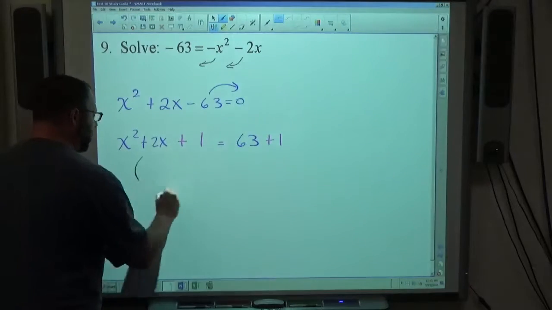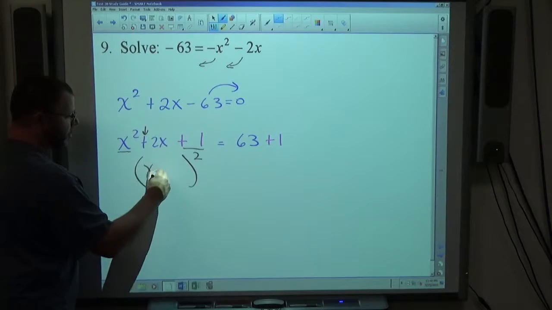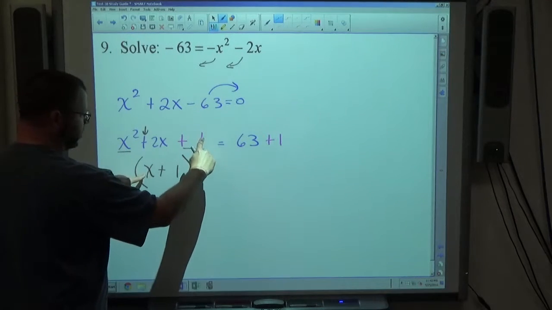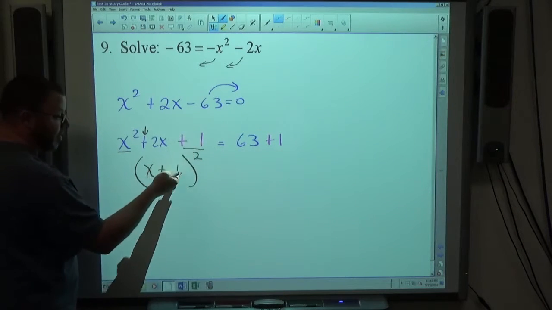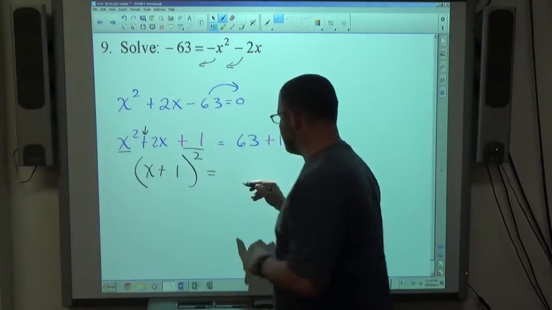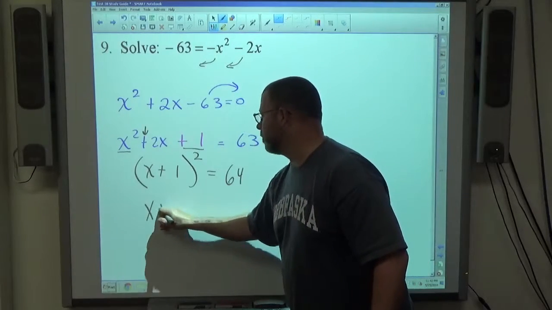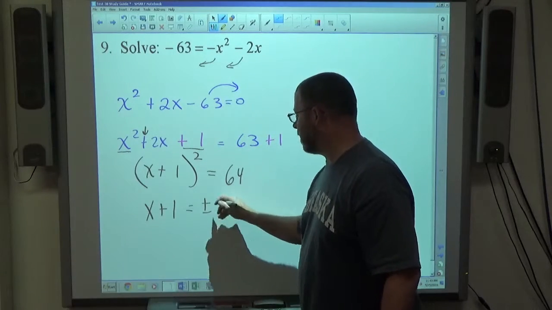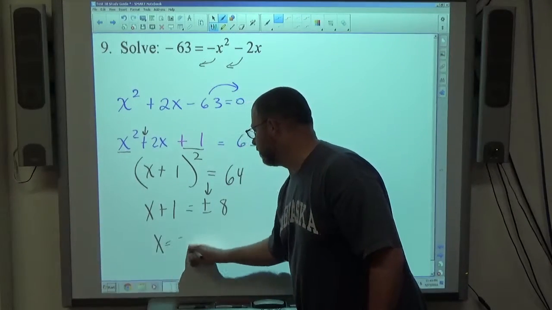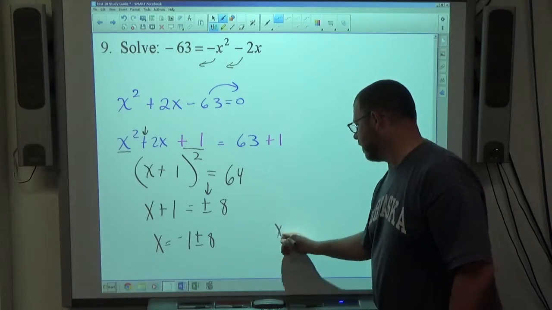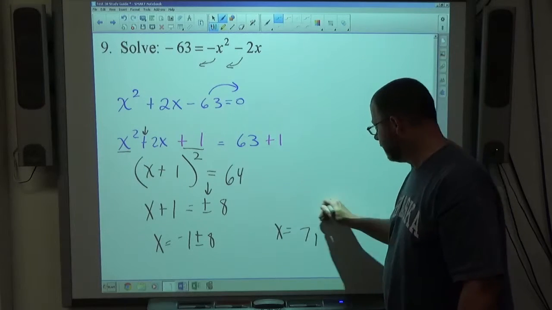The left-hand side is now a perfect square trinomial. The square root of this, the square root of this, and this sign go in the parentheses. So x squared is x, 1 is 1, plus, and if this was 16, that would be a 4. If this was 9, that would be a 3. 63 plus 1 is 64. Once you get squared object equals number, then take the square root of both sides. x plus 1 equals plus or minus 8. Make sure the plus or minus shows up. Square root of 64 happens to equal 8. Then you move the 1 to the other side, you get negative 1 plus or minus 8, which just means negative 1 plus 8, which is positive 7. Negative 1 minus 8 is negative 9.